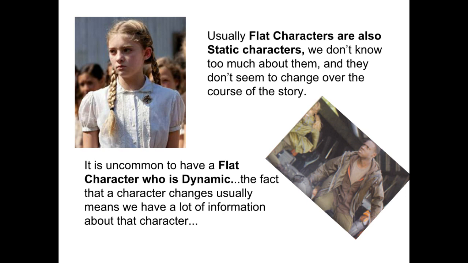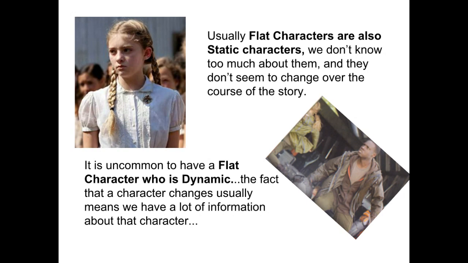Every once in a while, we can have a flat character who's dynamic, and that's not an easy thing to write because it means we don't know a lot about them, but they change dramatically over the course of the story. One of the few examples that I could get was Thresh from the Hunger Games. And for those of you who don't know the story, he's opposed to Katniss. And in the beginning of the story, all we know is that he pretty much wants to kill her so that he can survive. But because Katniss saves his friend Rue, Thresh has a dramatic change. And not only does he not kill Katniss, but he saves her at one point in the story. And that's all we know about him. And that's a pretty big change.